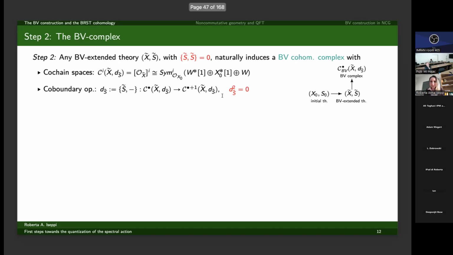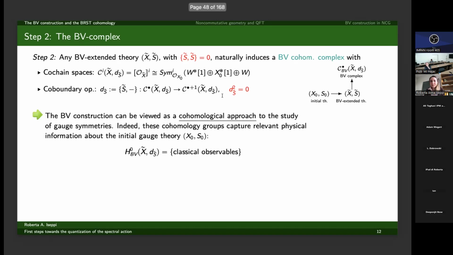So somehow the construction up to now is made of these two steps. One first step is this extension via the introduction of ghosts and anti-ghosts, so this enlarging of the space. And the second step is this construction of this BV complex. And the reason why this is interesting is that it actually contains some physical information about the initial theory. In particular, for example, if you look in degree 0, what you can recover are the classical observables of your theory.